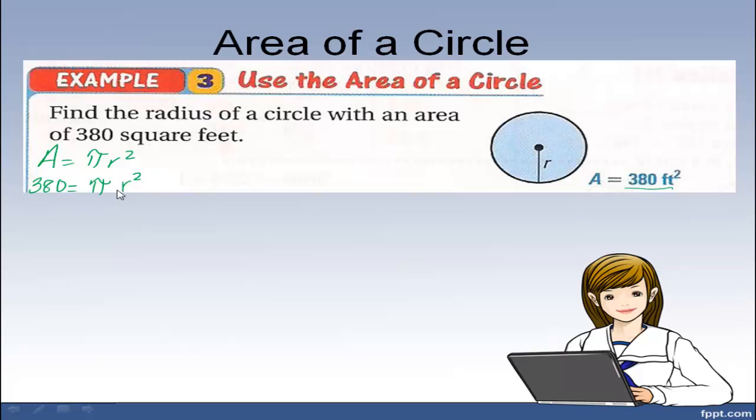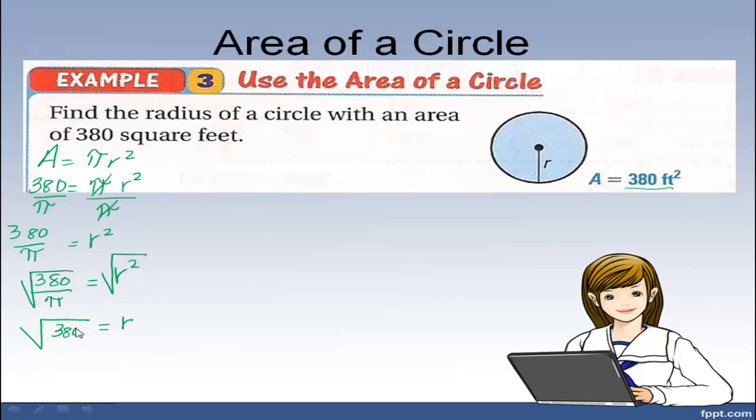Now, I want to solve for r, so I divide both sides by pi, like so, and I get that r squared is equal to 380 divided by pi. Okay, now I don't want r squared. I want to know what r is. So to find r, when we have r squared, what we do is we take the square root on both sides. And this gives you r equals the square root of 380 over pi.